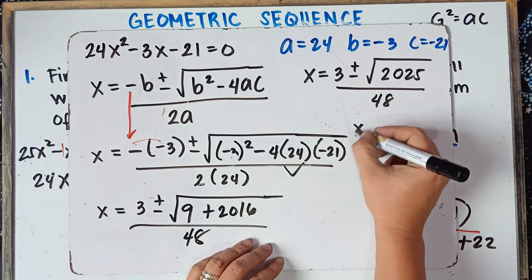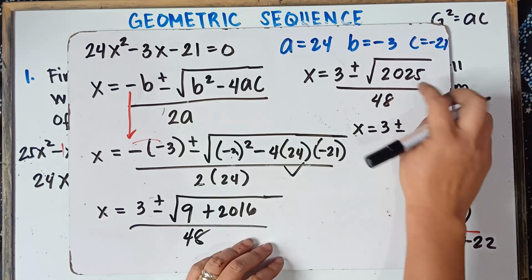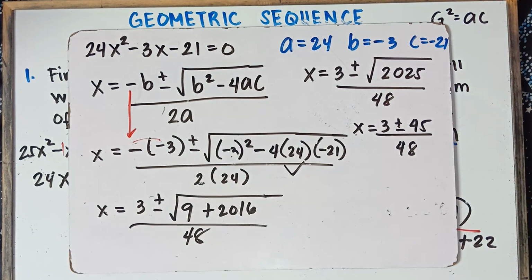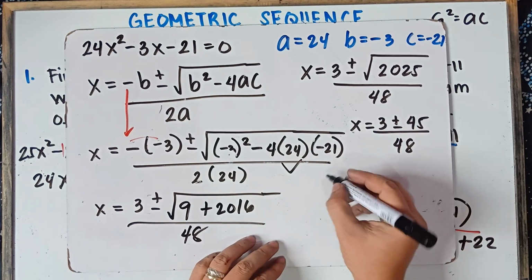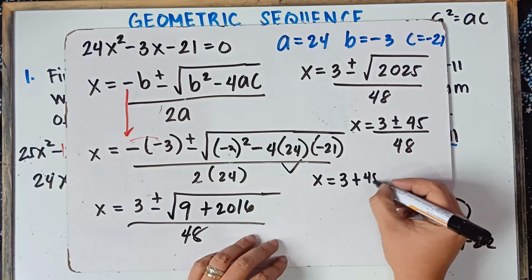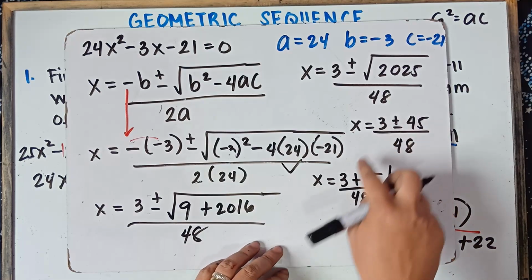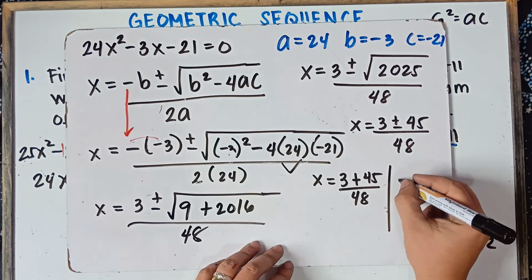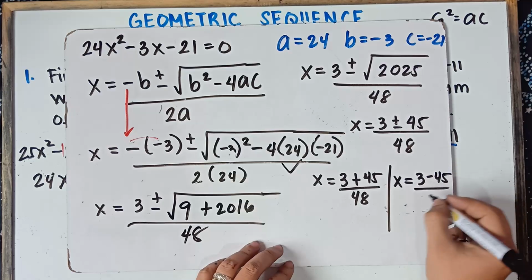So simply copy x equals, copy 3, plus or minus the square root of 2025, that would be 45 over 48. Almost done, class. So separate this one. We have plus and minus. So this will be x equals 3 plus 45 over 48. The other one, we have x equals 3 and then minus 45 over 48.